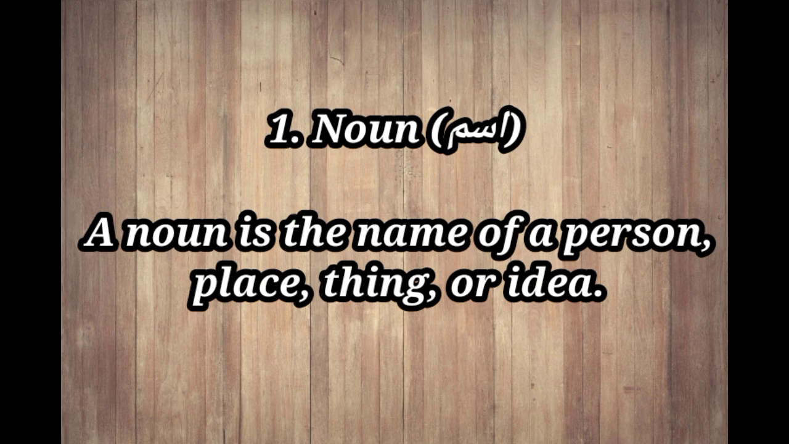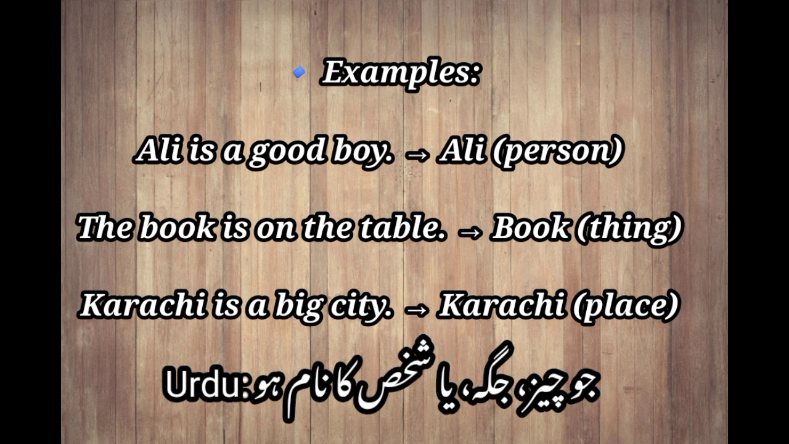Number 1, noun. A noun is a name of a person, place, thing or idea. Examples of noun. Ali is a good boy. Ali, person. The book is on the table. Book, thing. Karachi is a big city. Karachi, place.